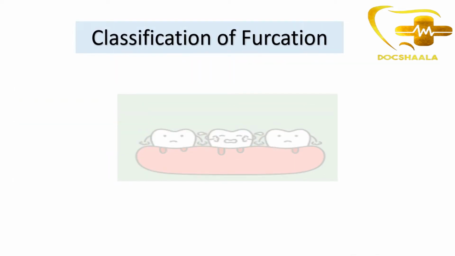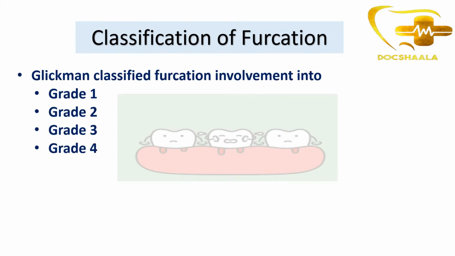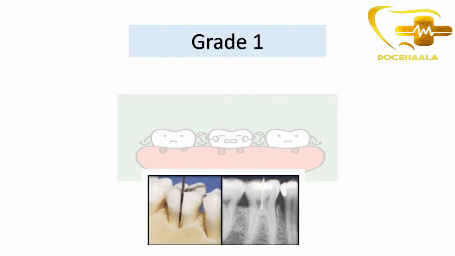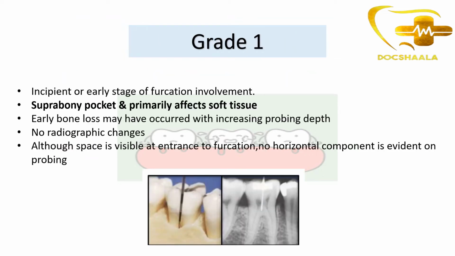So the classification of furcation was given by Glickman. Okay, this is a very important one. Glickman classified the furcation involvement into 4 grades: grade 1, grade 2, grade 3 and grade 4. So the grade 1 furcation lesion is an incipient or early lesion, an early stage of furcation involvement.